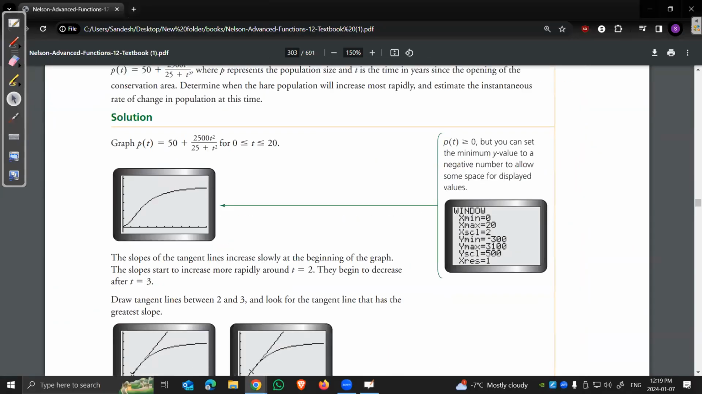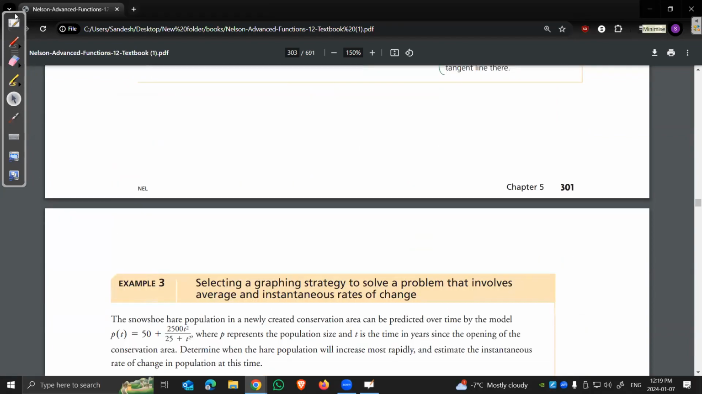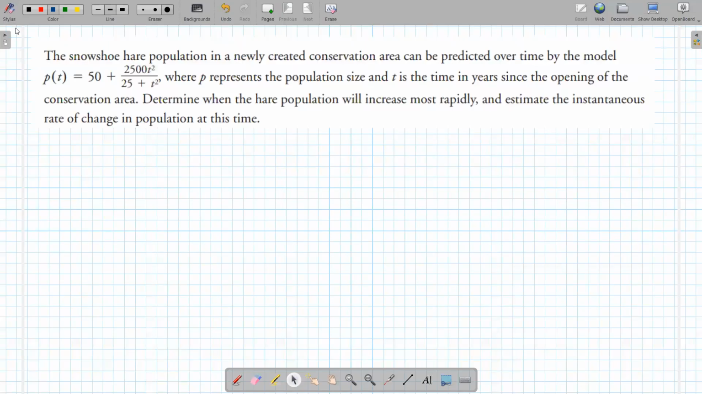This one's a little bit complicated. I know they use the graphing calculator here, but we're not going to do that. Let's try and think this through. I'm going to forget about the 50 for now. Look at this denominator, 25 plus t squared. Is there any value of t that would give you a 0 in the denominator?